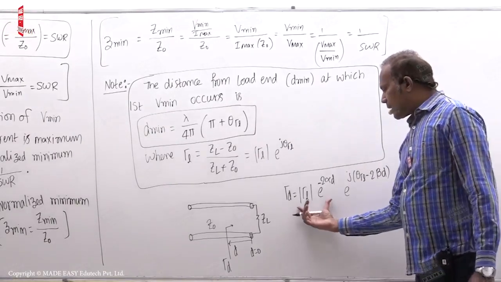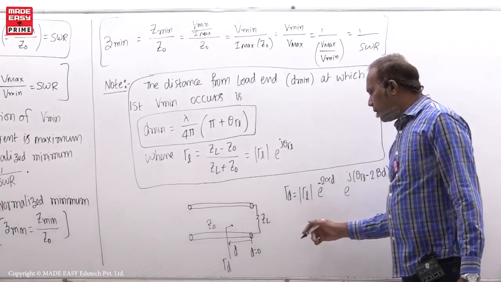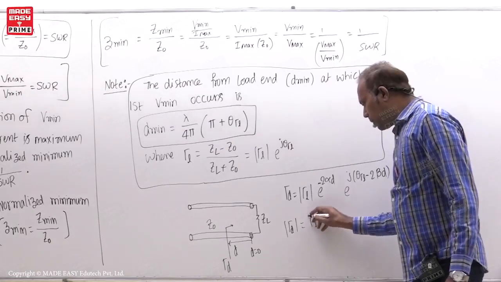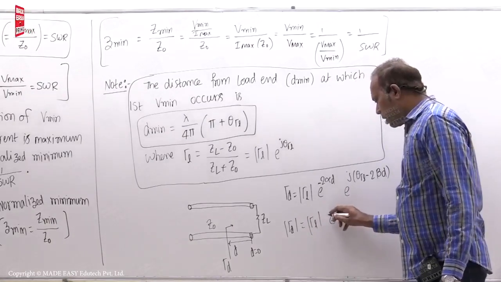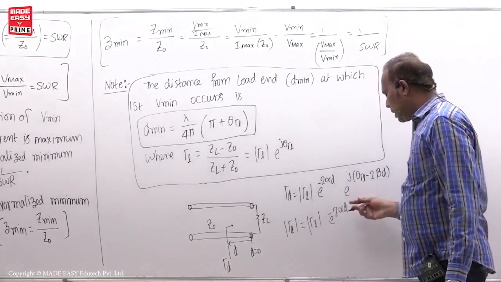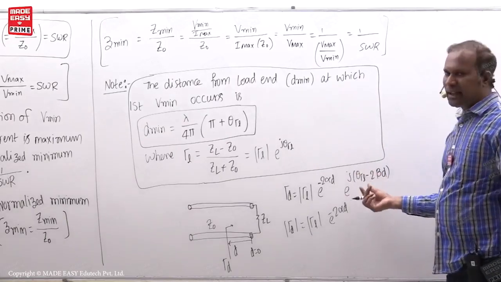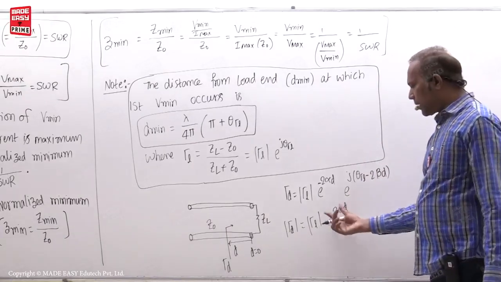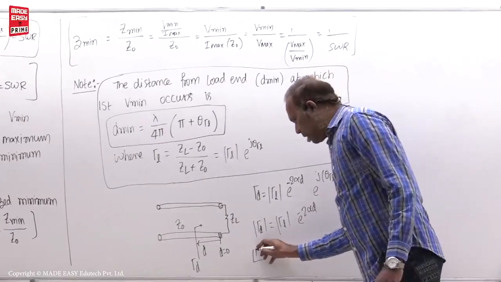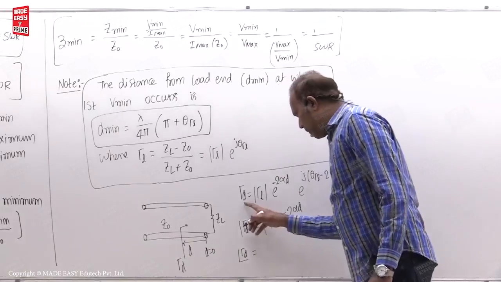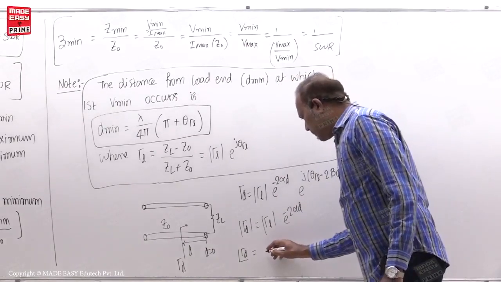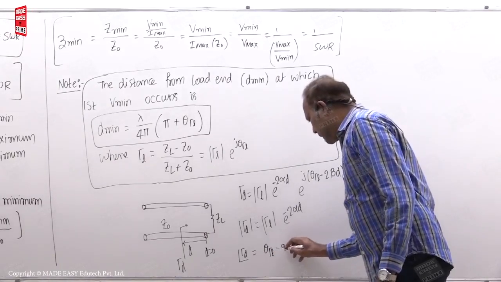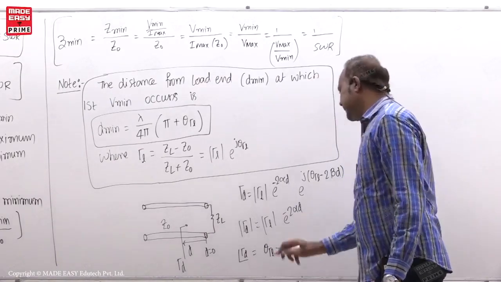Now the modulus of gamma d is equal to mod gamma L, that means magnitude, e power minus 2 alpha d. What is the modulus of e power j theta? Root of cos square theta plus sin square theta, that is 1. So that is the magnitude. Then what is the angle of gamma d, dear students? Angle of gamma d is equal to theta gamma L minus 2 beta d.